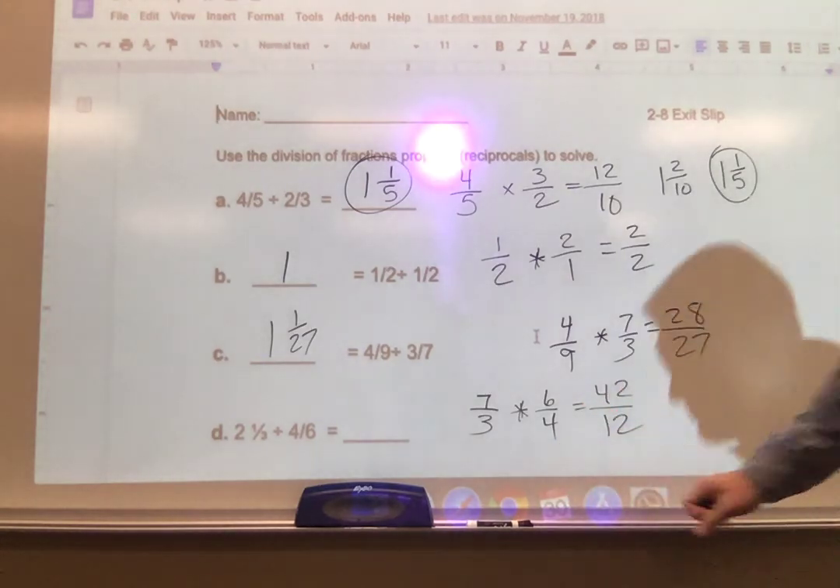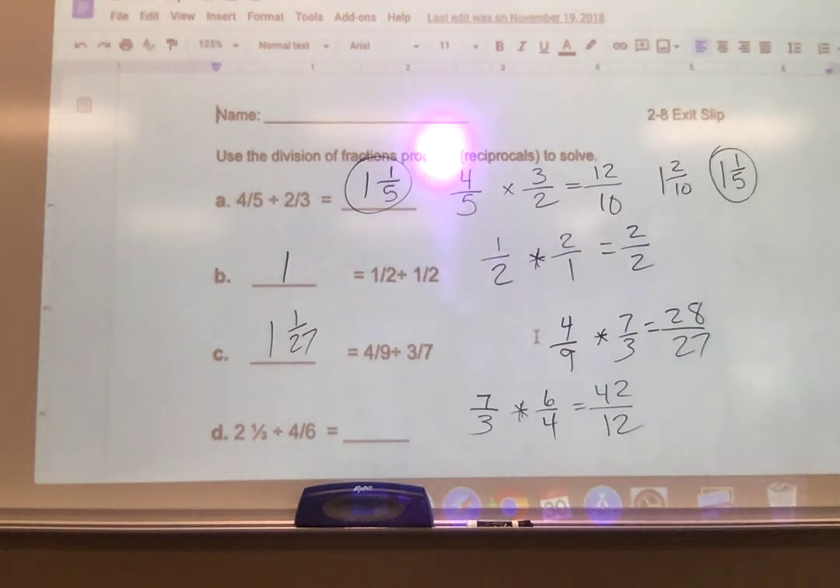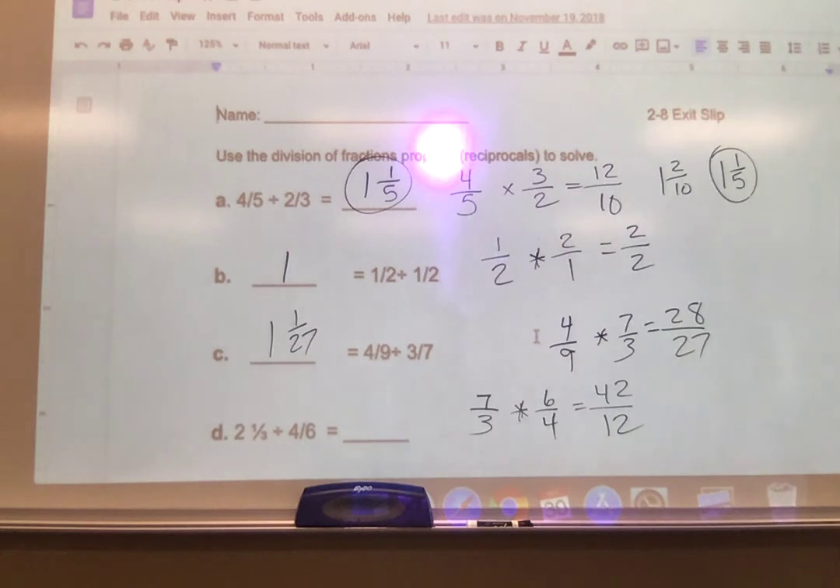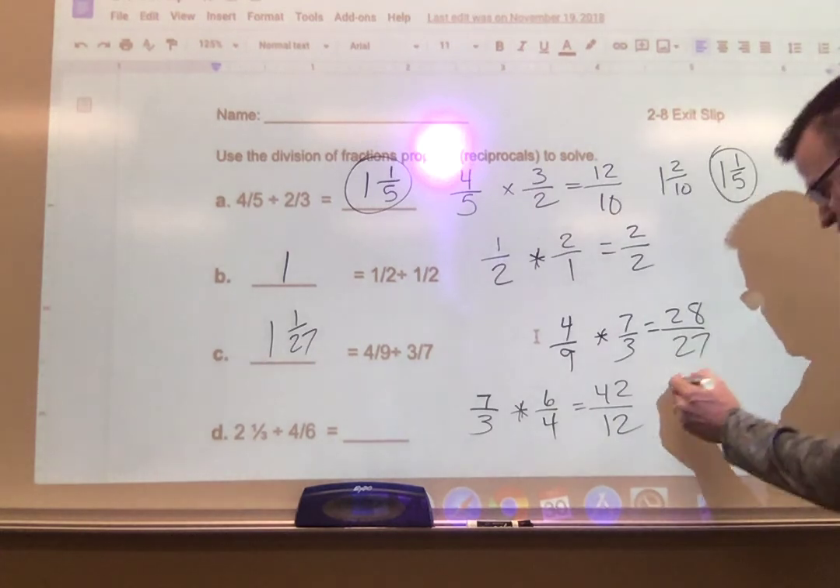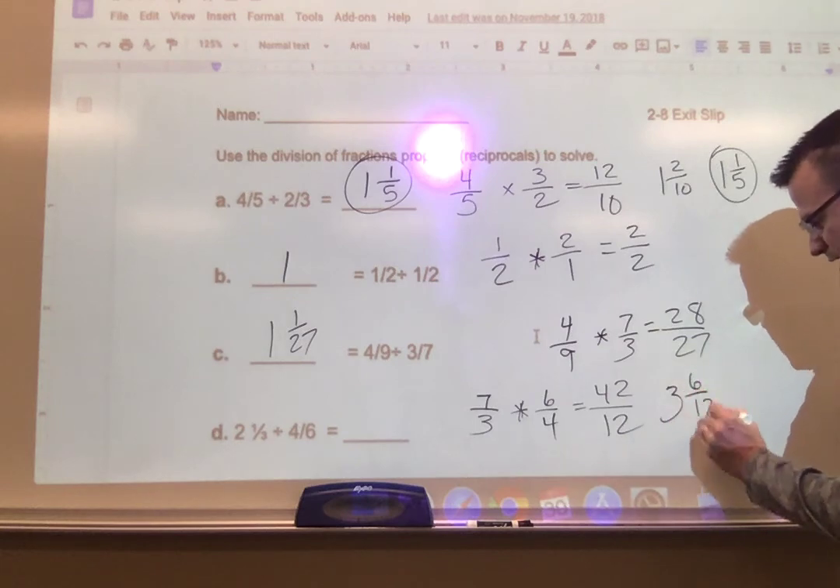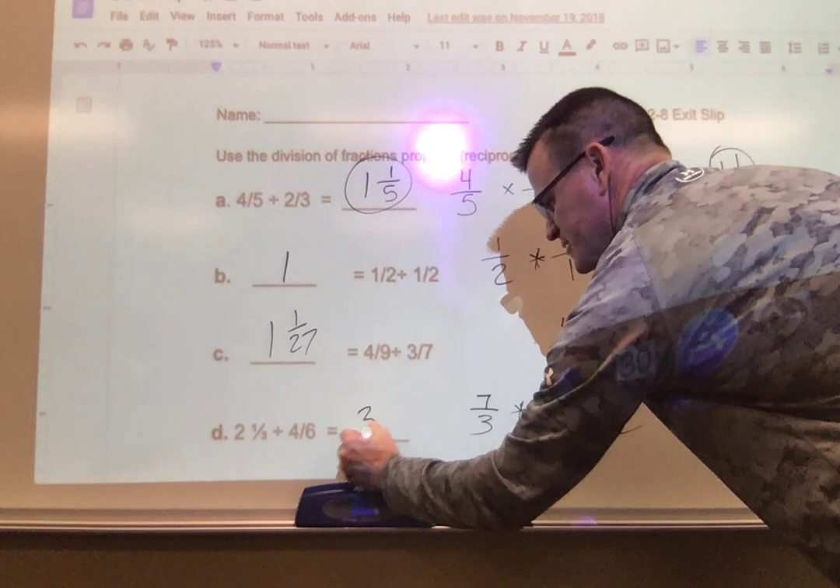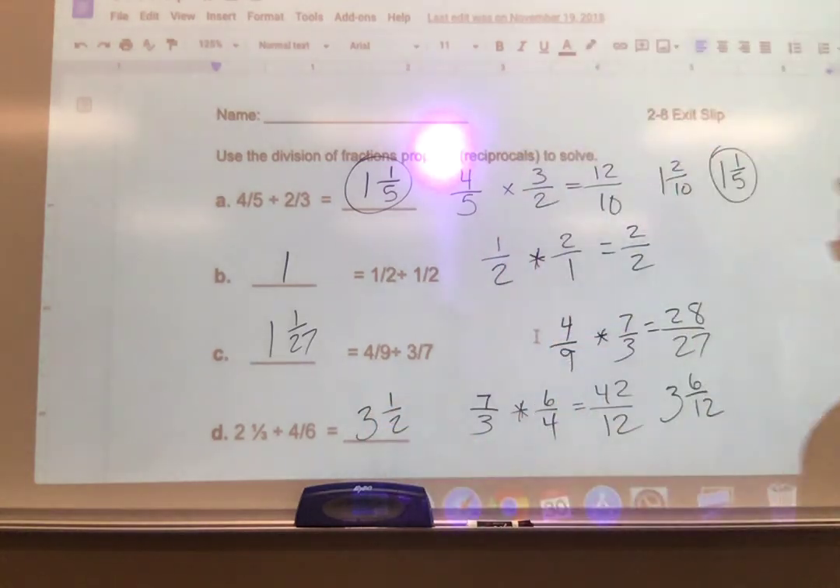And again, the downfall is sometimes the answer comes up improper. I like to divide and make a V. 42 divided by 12. If you do 42 divided by 12, I think you'll get 3 6/12. Okay, and I know 6/12 is a half. So the best answer in this case would be 3 1/2. But if you had 3 6/12, that's okay.